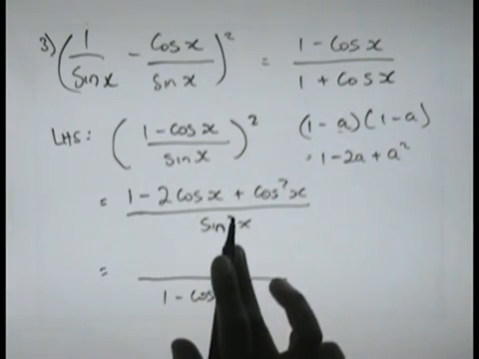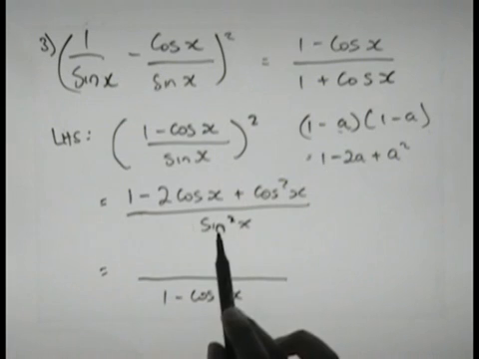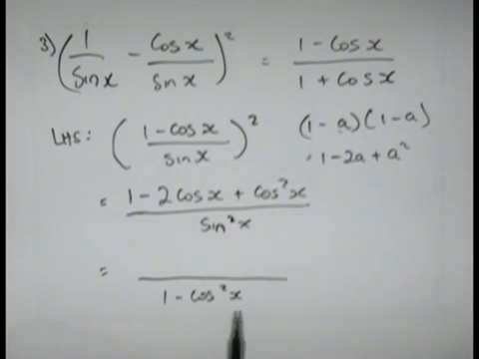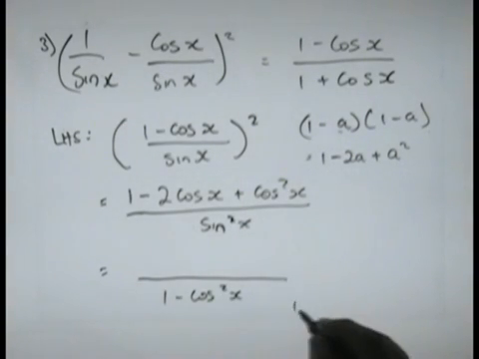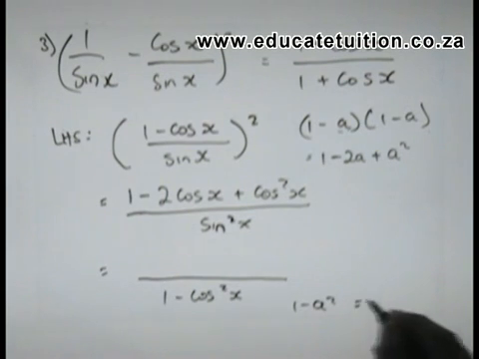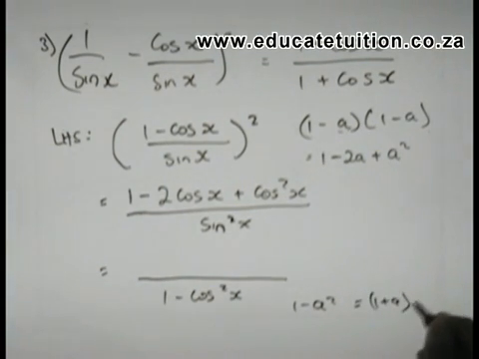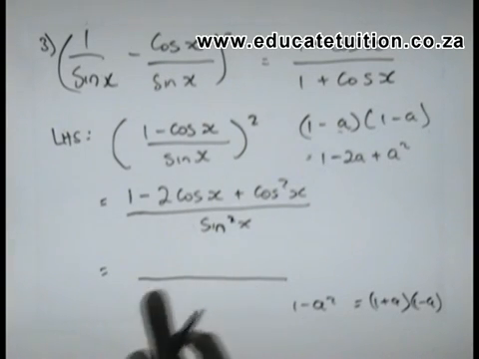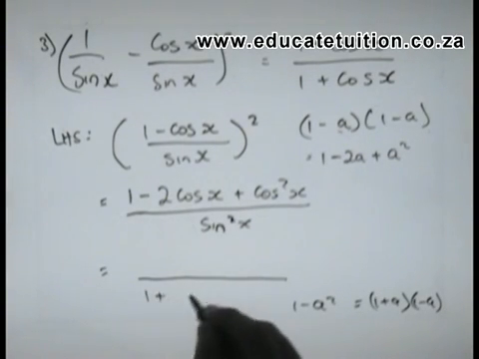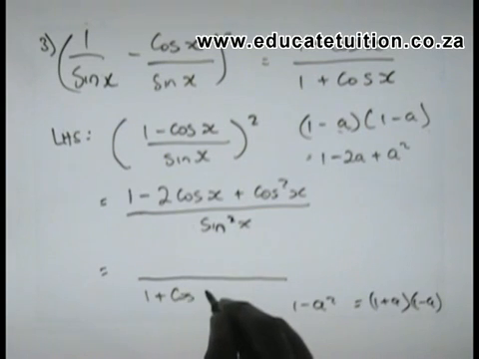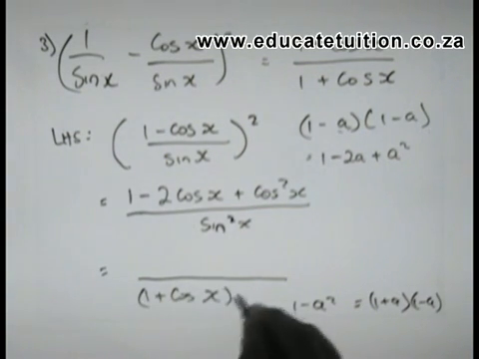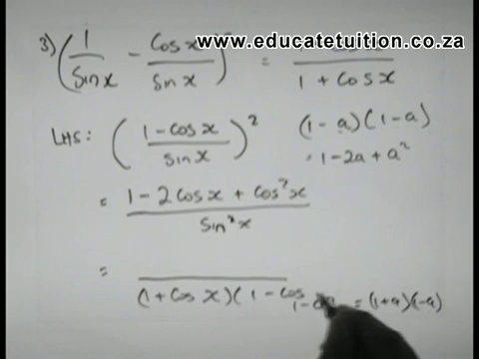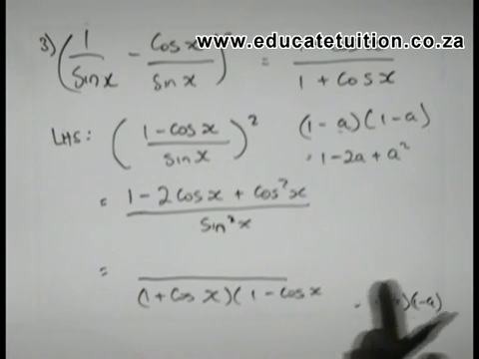The numerator, actually look at this, 1 minus cos squared x, isn't that the difference of two squares? 1 minus a squared is equal to (1 plus a) times (1 minus a). So 1 minus cos squared x can become (1 plus cos x) multiplied by (1 minus cos x).